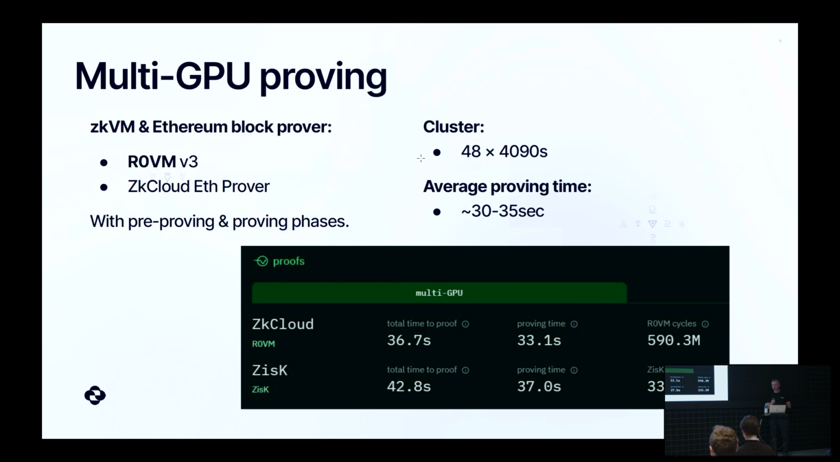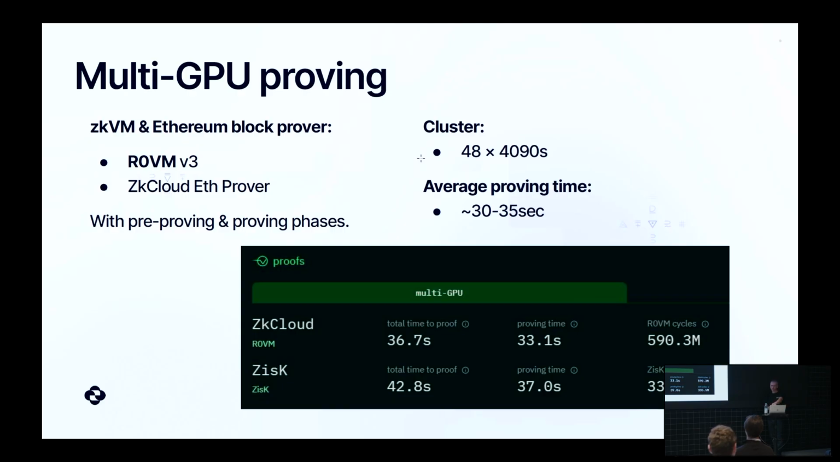We use a cluster of 48 4090s for this, and we currently have an average proving time of around 30-35 seconds. We are still approximately 2.5x away from the 12-second real-time proving target.